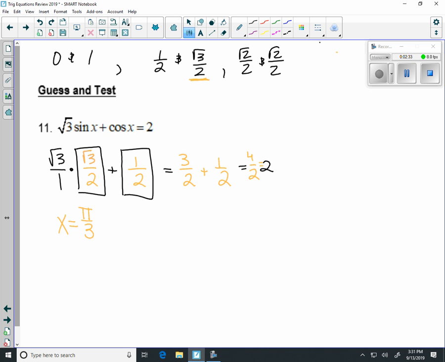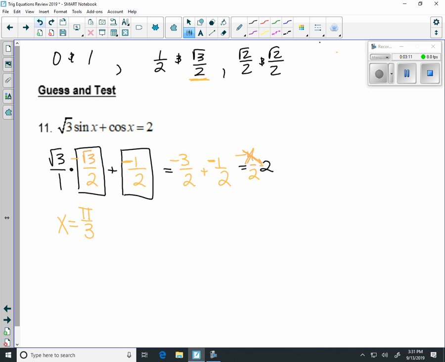Now I think through whether negatives would work here. If this was a negative radical 3 over 2, that would make this a negative 3, and that is not going to work. That is not going to be a 4, it's going to be a negative 2 over 2, so that's how we would get a negative 1. That's not going to work. If I had a negative 1/2, that would not be a 4, so that wouldn't work either. If I had 2 negatives, we'd get a negative 4 over 2, so that would not work either. So I think the only way I can make this happen is pi over 3.